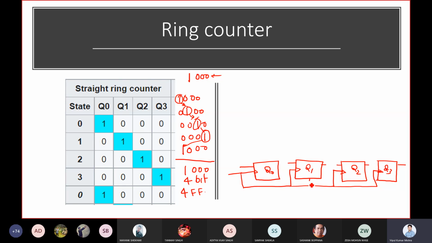So let me do that. This will be in the reset, this will also be in the reset, this will also be in the reset. But this one I want as the preset state. This is your preset or reset input, and this one is your clock, right?